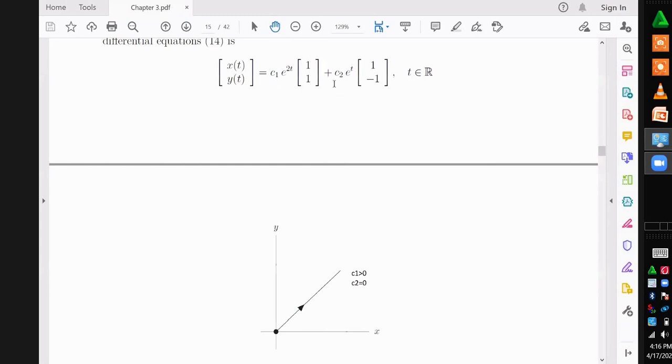For C2 is equal to 0, you can see x of t is C1 exponential 2t, y of t is C1 exponential 2t. Both are equal. You can see if C2 is 0 and C1 is greater than 0, then x is C1 exponential 2t. Also y is C1 exponential 2t. So both are equal. So this is a graph of this solution. This is a parametric plot. This is x, this is y, and as t increases, these values increase. So this is the direction of motion of this solution.